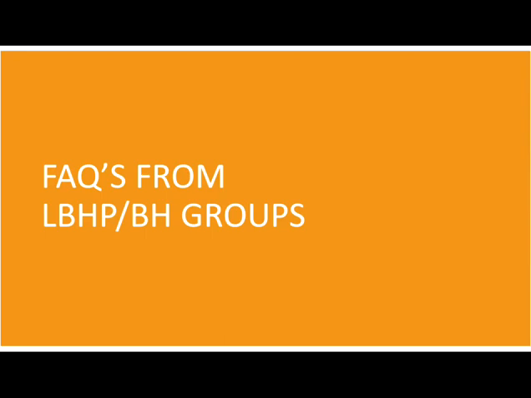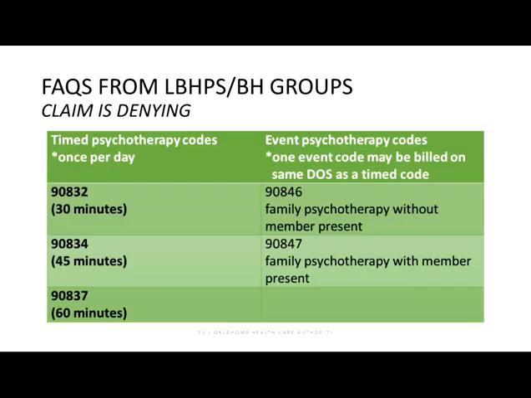So now we're going to switch gears and talk to the LBHP or behavioral health groups and go over a few things for them. There are a few limitations, and here are a few of them. Time codes are 1 per day. An event code can have 1 on the same day as a timed event. So we give you the code and we give you the time. On the left-hand side are the timed psychotherapy codes. On the right-hand side are the events. So you need to know exactly what it is you're billing.